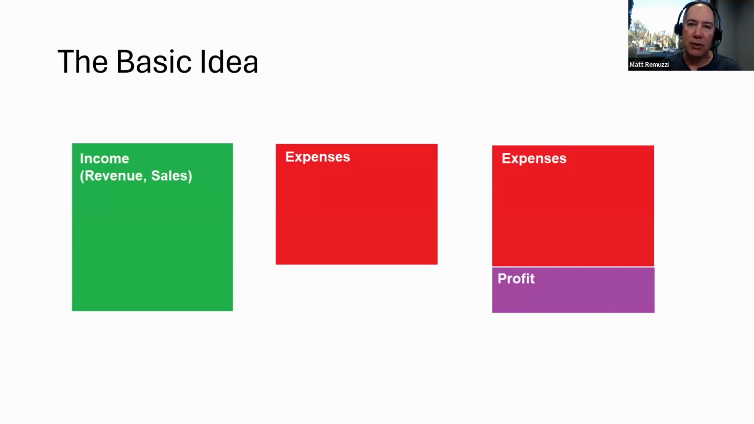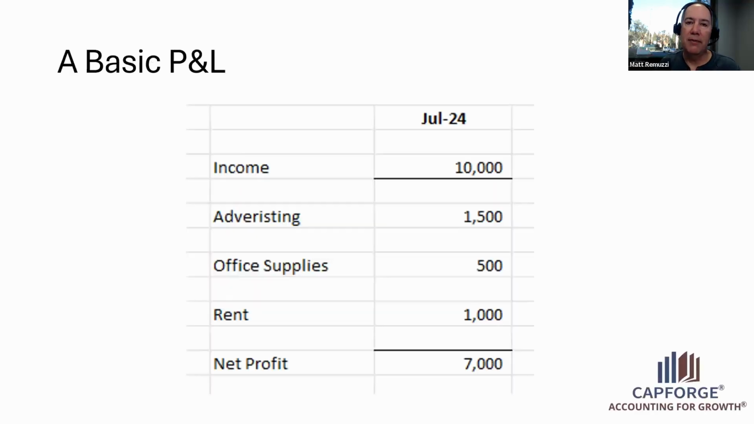So this is just visualizing what is on the income statement. Income comes in, expenses go out, and what's left is the result. If it's positive, expenses are less than income, you've got a profit. If expenses are greater than income, you have a loss. Now, in a very basic sense, this is a P&L, a profit and loss statement, or an income statement.